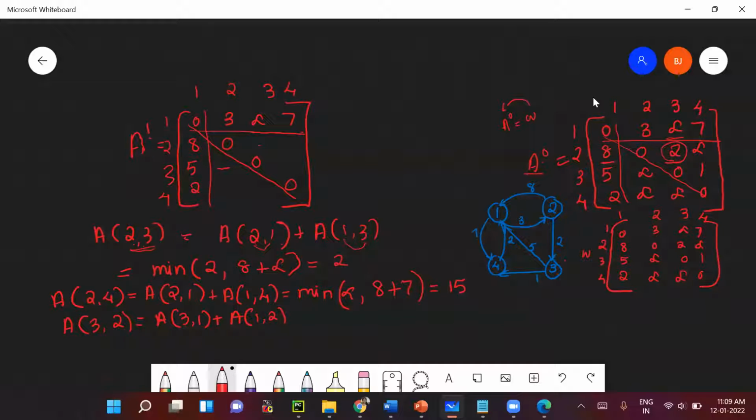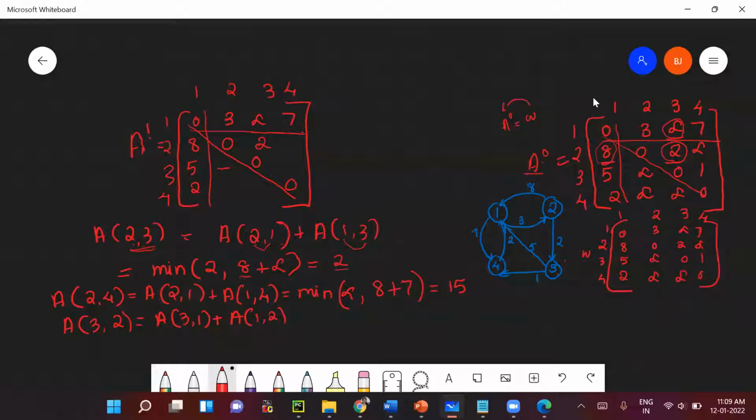So we wrote 2. Then what is 2, 1? 2, 1 is 8. Got it? So we are writing 8 plus what is 1, 3? 1, 3 is infinity. So we are writing infinity. So these two values: minimum of 2 comma 8 plus infinity, which is minimum 2. So we are writing 2. We are going to update in A1 in place of 2, 3, we are writing it as 2.